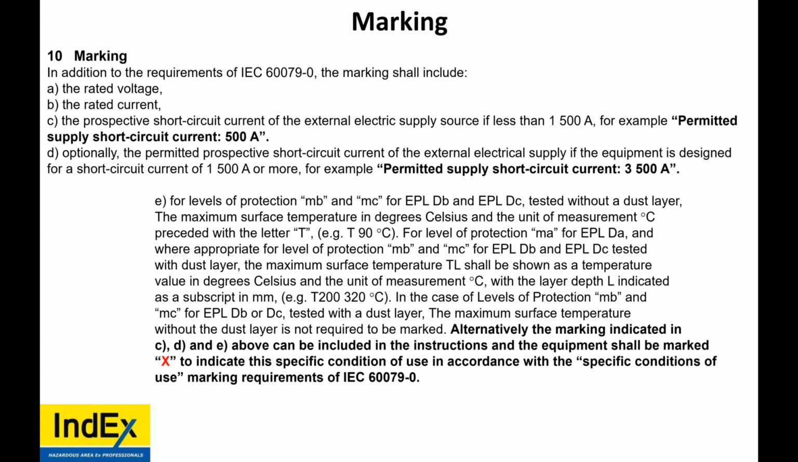Well, it says everything must be marked with the rated voltage, current, prospective short circuit current, whether it be 500 or 3500. And also down at the bottom, alternatively, the marking shall indicate, in C, D, and E above, can be included in the instructions and equipment. So the manufacturer's instructions. And the equipment shall be marked with the X to indicate the specific conditions of use in accordance with the requirements of this standard.